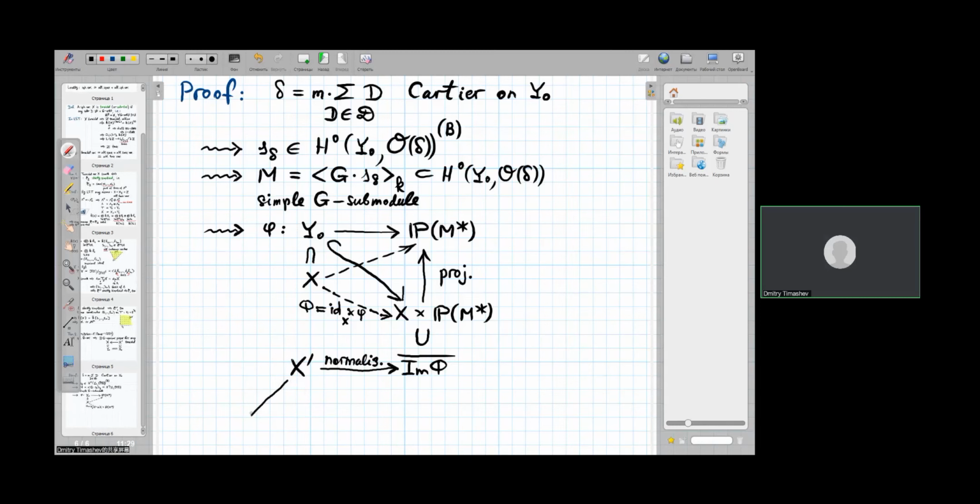So the projection onto X and the projection to P of M star, the projectivization of M star, because X prime is mapped onto here, and this is a subset in here. So we have two projections, on X and on P of M star. So the first projection is a proper birational map.